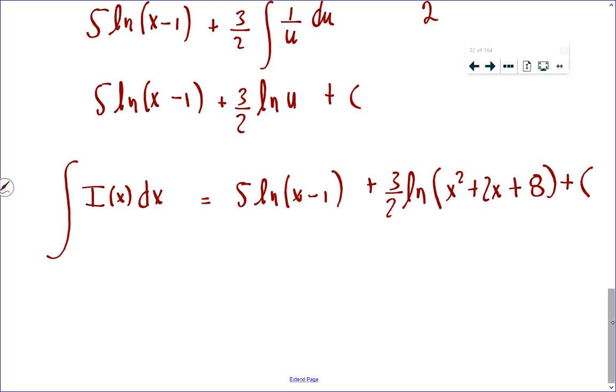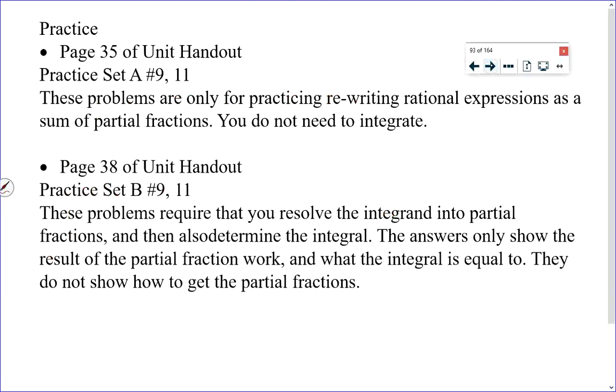Okay. Does that make sense to you? Again, I'm very, very tired today, so I'm having a hard time sensing how well you're understanding this.